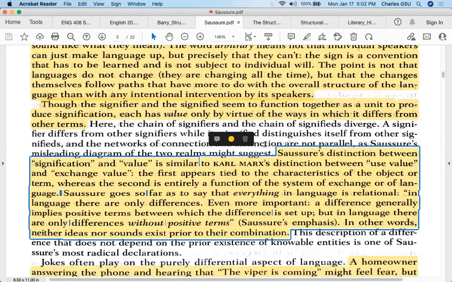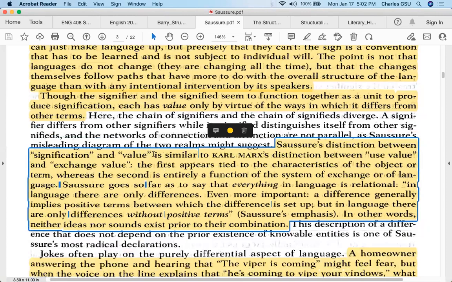They go on to say, Saussure's distinction between signification and value is similar to Karl Marx's, and we'll talk about him in a couple of weeks, distinction between use value and exchange value. The first, meaning signification, appears to be tied to the characteristics of the object or term, like tree, okay? Whereas the second, or value, is entirely a function of the system of exchange, or of language. That is, we get value by understanding that a tree is not a cat. Okay, hopefully that made sense.